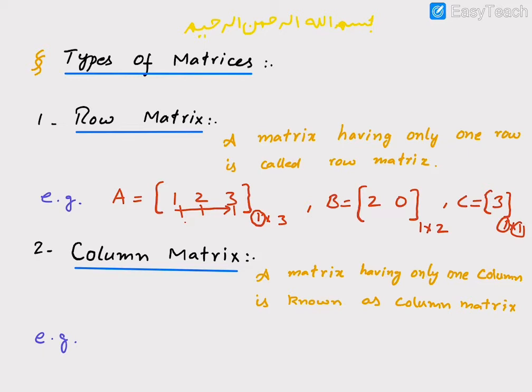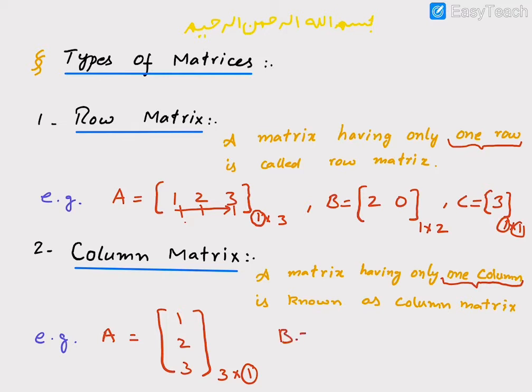So let's define what is a column matrix. A column matrix has only one column. In row matrix, remember that it should be one row and column doesn't matter. But in column matrix, it should be one column and rows don't matter. Rows may be 1, 2, 3, but column must be 1. For example, A is equal to the column 1, 2, 3. So what is the order? 3 rows and column is 1. Since column is 1, this is called a column matrix.